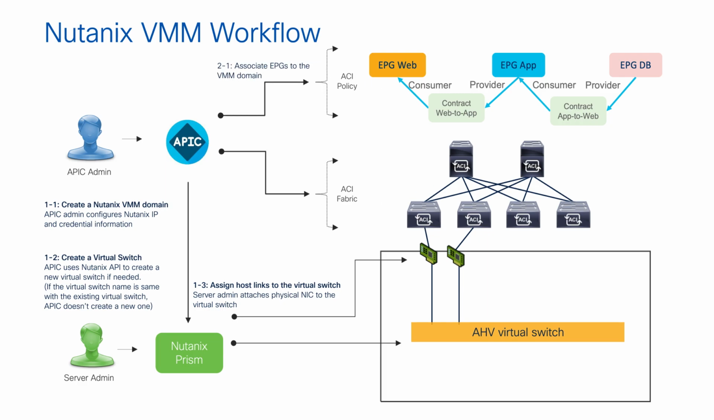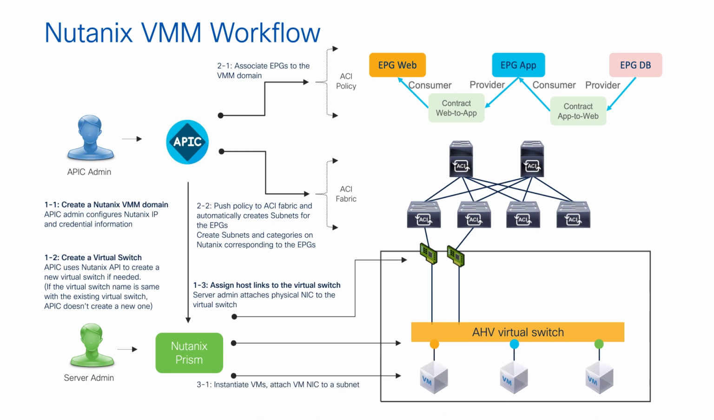The second step is associating the Nutanix VMM domain to an EPG, which will push policy to ACI fabric, and also create a subnet for the EPG on Nutanix cluster. The last step is that Nutanix server admin just uses the newly created subnet. Since both physical and virtual network are already provisioned, the VM can communicate with other VMs based on contracts.